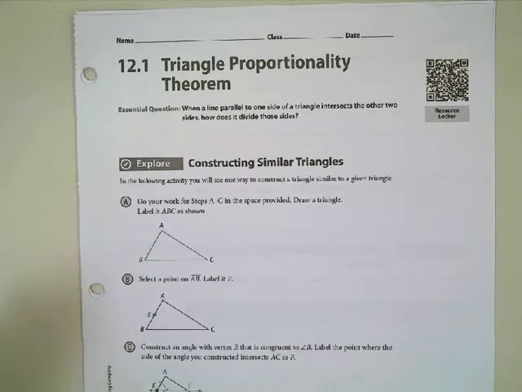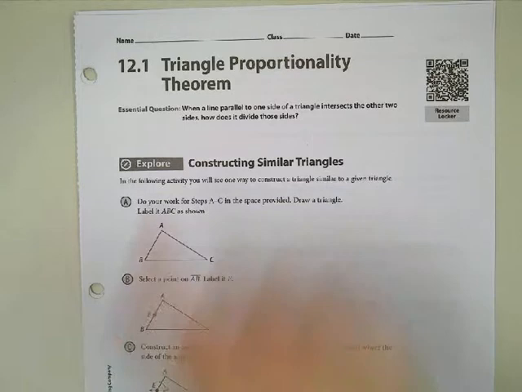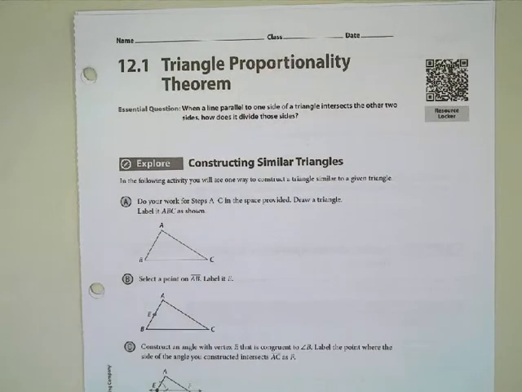So this next section we're going to look at is called the Triangle Proportionality Theorem. We're still looking at similar triangles, page 631, but we're going to look at a new relationship here.